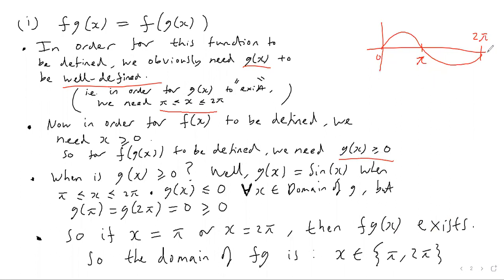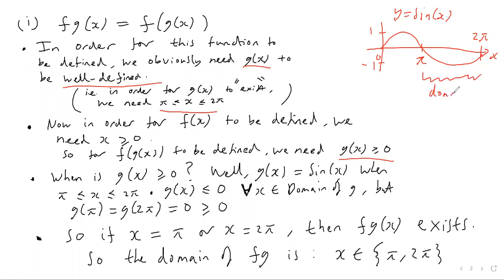Now, when x on your x-axis is between pi and 2 pi, we can see here, this is 1 up here, this is -1 down here, using our sine graph. This is y equals sine x. We can see that sine x is negative. So this is our domain for g.